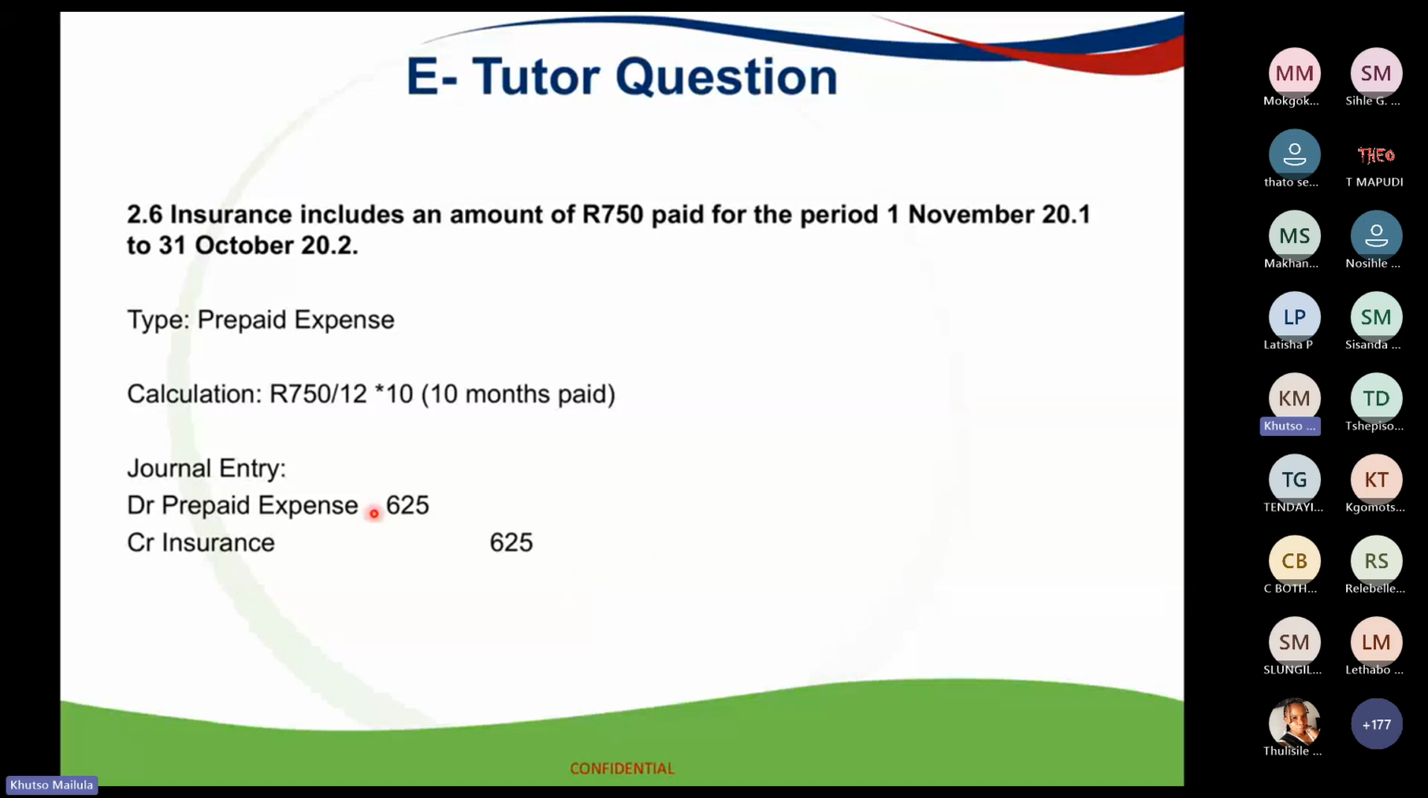Because if you remember, prepaid expenses are more of an asset, so that's why we are reducing our expense for the insurance. I hope I'm clear. Okay, maybe it looks fine.